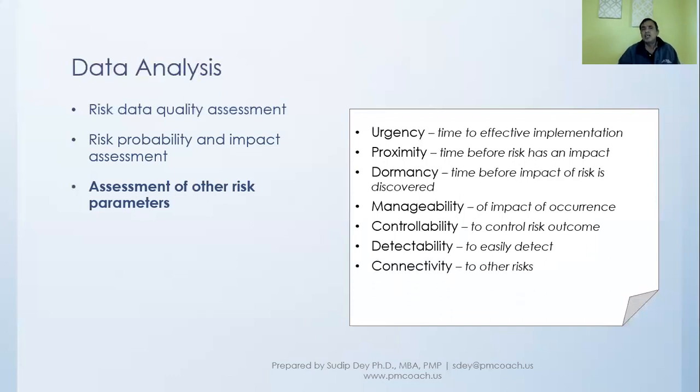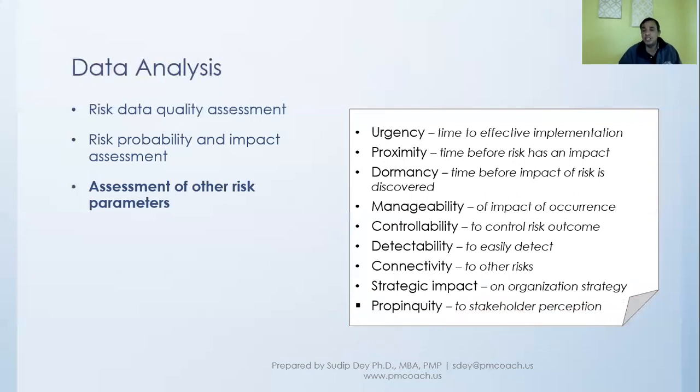Connectivity is whether this particular risk is affecting or connected to other project risks, which can also help us decide where that risk should be on the prioritization scale. Then strategic impact, what kind of impact it has on organizational strategy, and what the stakeholder perception is. So all this can be taken into account in deciding the priority of the risk when we are doing the qualitative risk analysis.